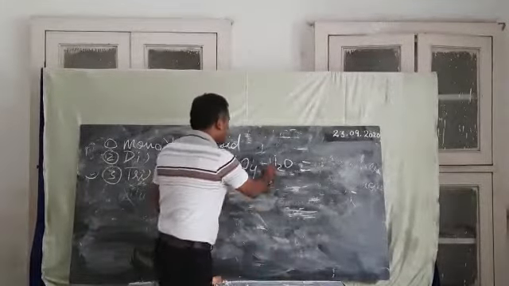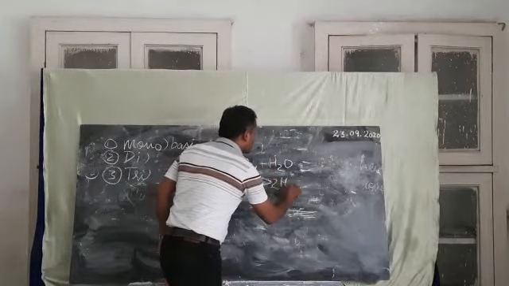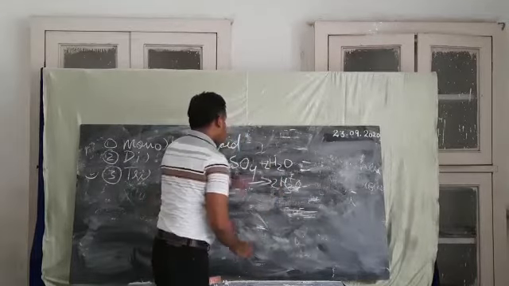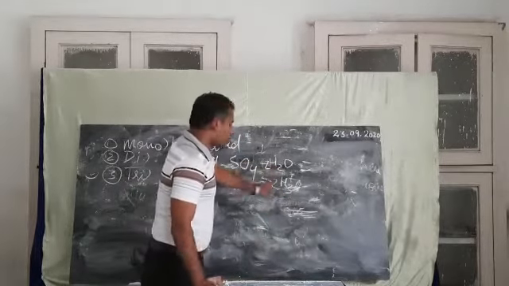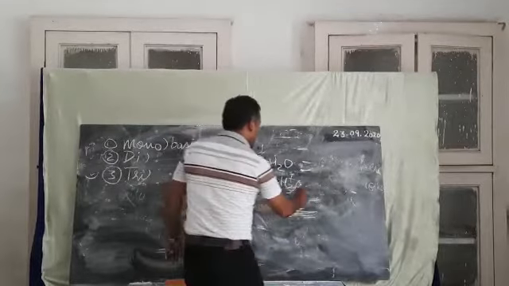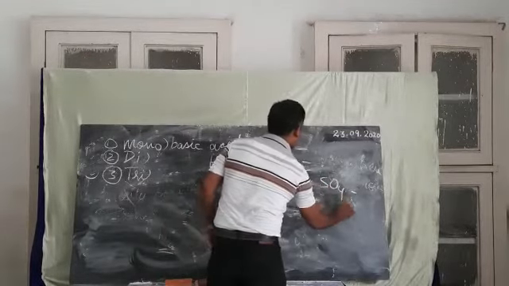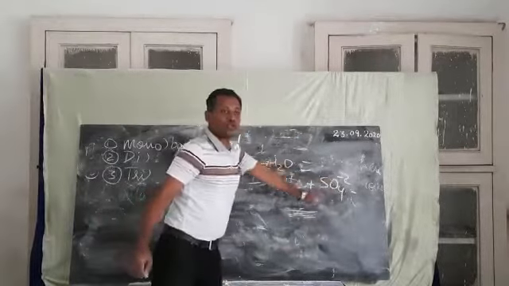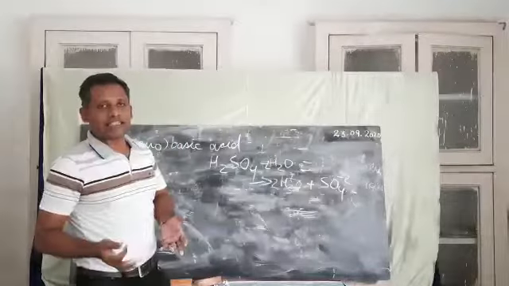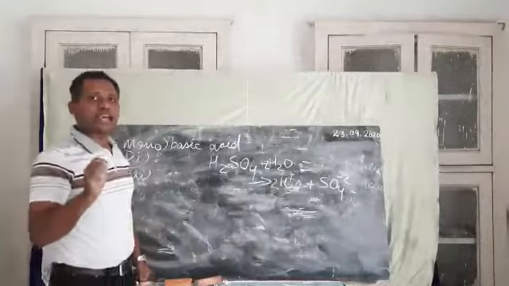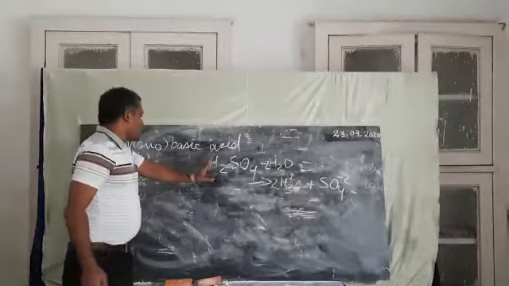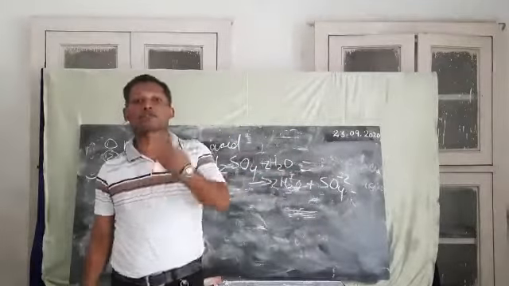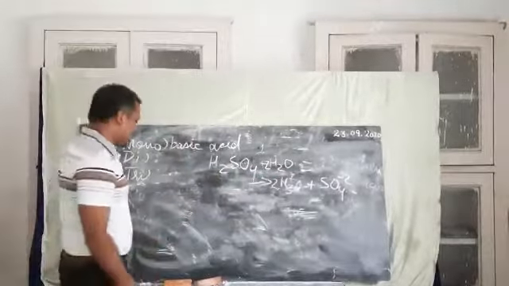So these two combine with two water molecules to give 2H3O plus and SO4 minus 2. Since there are two positive ions given, here you will have SO4 minus 2. So this is a dibasic acid. So what is a dibasic acid? A dibasic acid is an acid in which one molecule of the acid gives two hydronium ions. When one molecule of an acid gives two hydronium ions, it's called a dibasic acid.